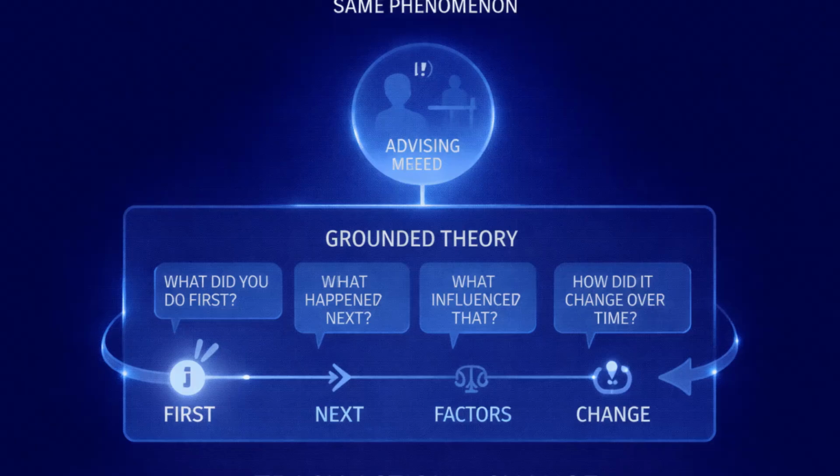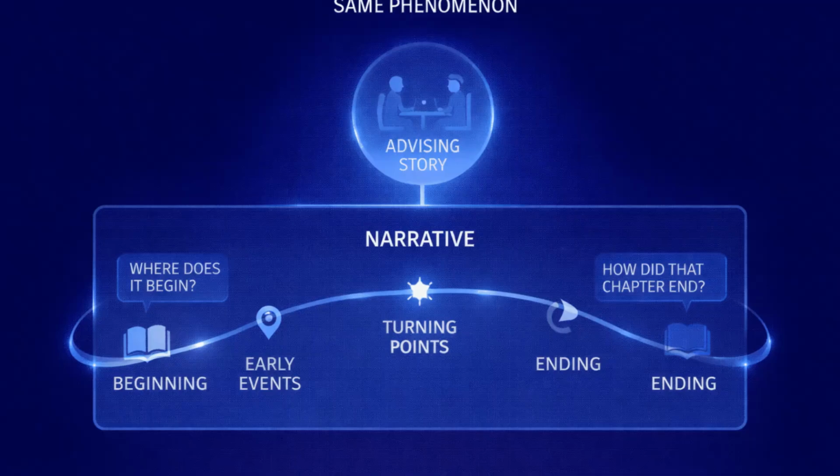Grounded theory guide sample. When you realized you needed advising, what did you do first? What happened next? What factors influenced your decision to follow that advice? Over time, how did your approach to advising change? Narrative guide sample. Tell me the story of your advising experiences across your first year. Where does that story begin? What were the turning points? How would you describe how that chapter ended?